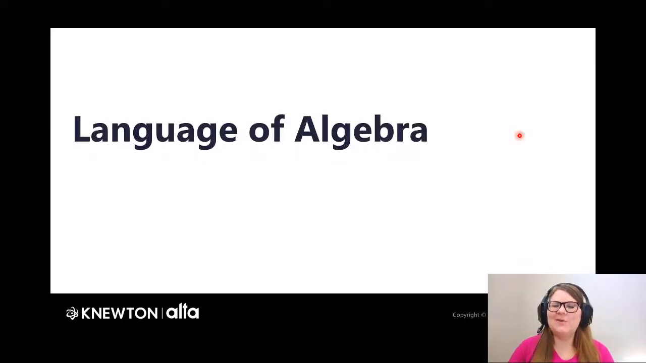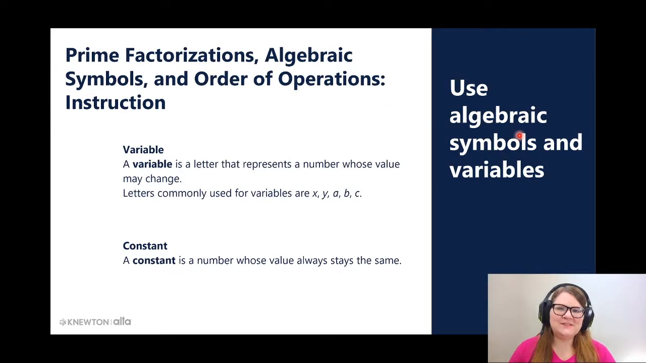In this lesson, we're going to discuss the language of algebra. So first things first, in order to talk about algebra and really work with these things, we have to know what some of these words mean. So for example, we need to know what a variable is. A variable is a letter that represents a number whose value may change.